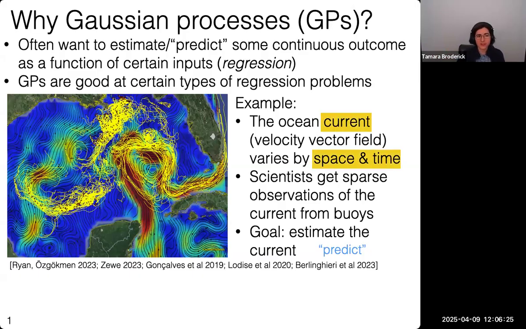Okay, so I said that regression was we want to estimate or predict some outcome as a function of some inputs, some output as a function of some inputs.